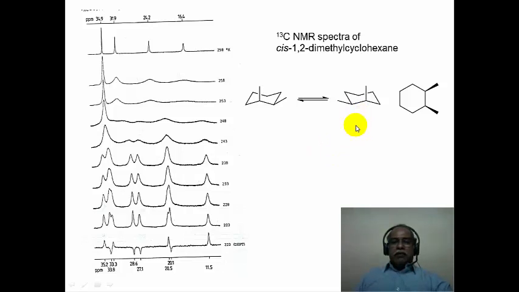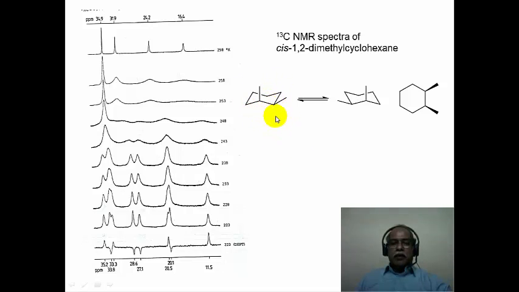Now let us take the example of the carbon-13 spectroscopy of 1,2-dimethyl-cyclohexane, particularly the cis isomer. The cis isomer of 1,2-dimethyl-cyclohexane should have one axial methyl group and one equatorial methyl group. Both the axial and the equatorial methyl group point in the same direction, and hence it is a cis isomer. If you want to refresh your memory about the dynamics of the cis isomer of 1,2-dimethyl-cyclohexane, please refer to Nasipuri's book on stereochemistry of organic compounds.